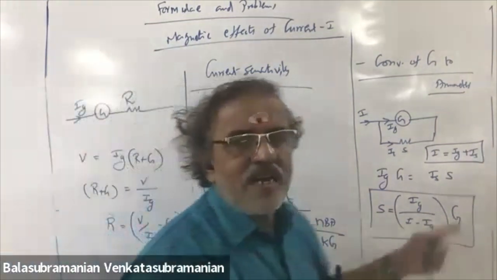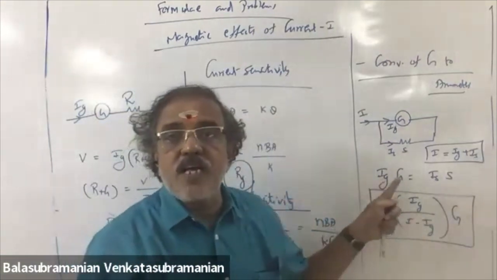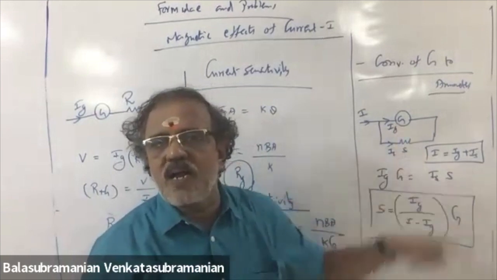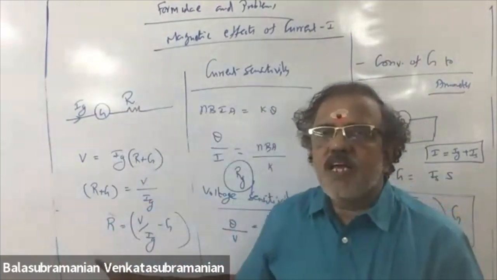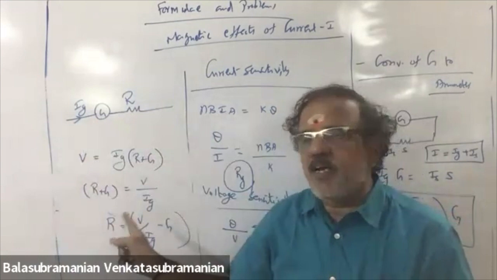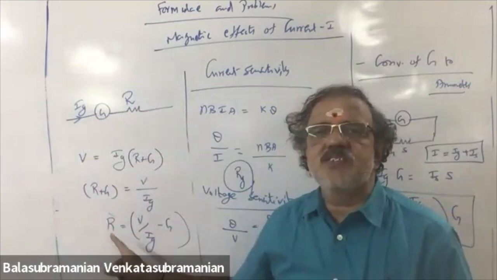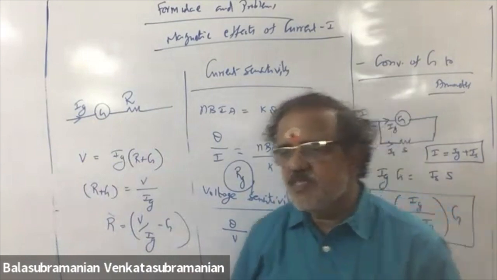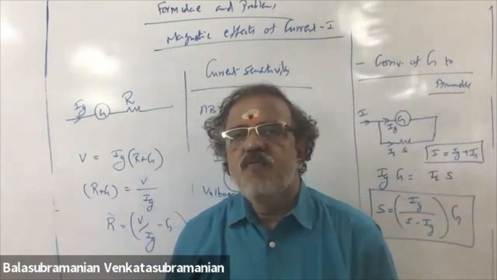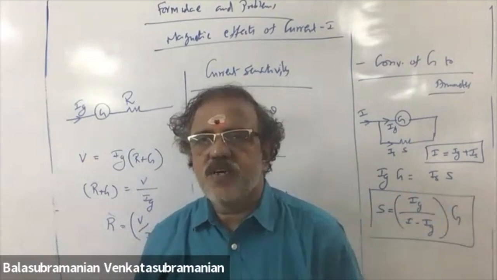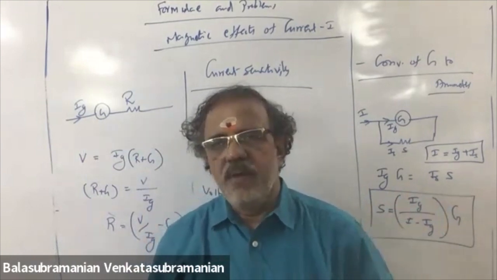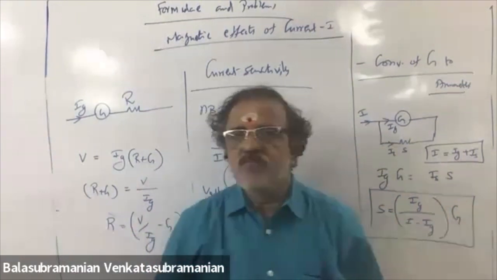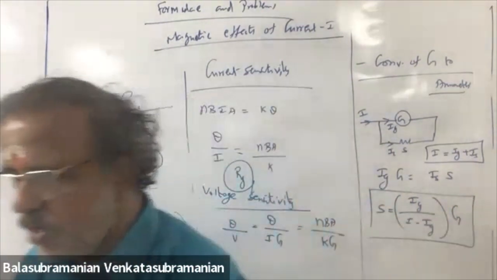So, for converting galvanometer to ammeter, you connect a low resistance in parallel. For converting galvanometer to voltmeter, you connect a high resistance in series. Okay. So these are the formulae for the magnetic effects of current chapter. Based on what we have studied, we will go for some problems. One by one, we will see.